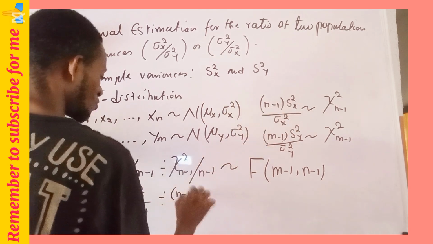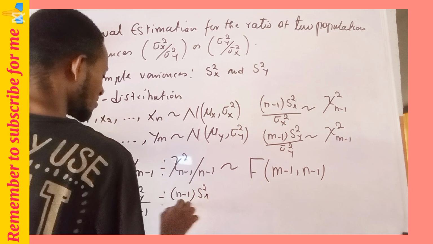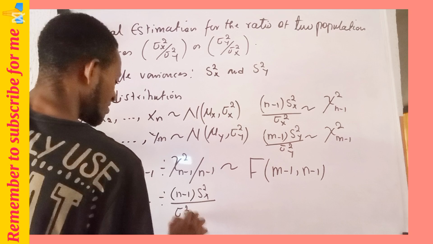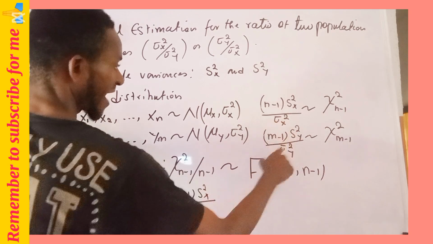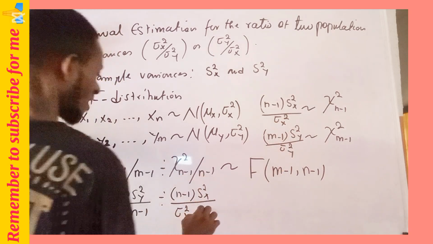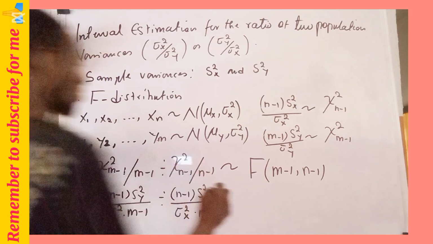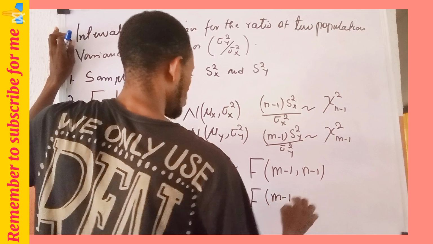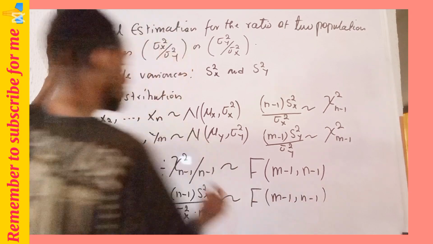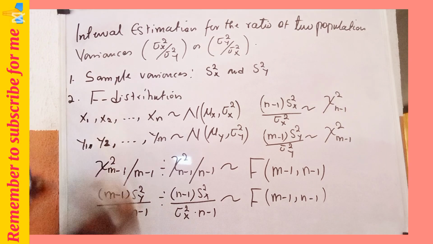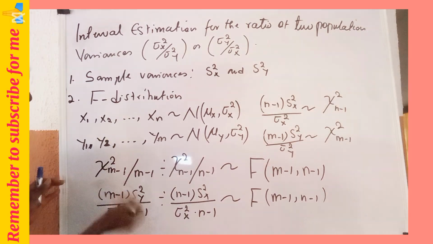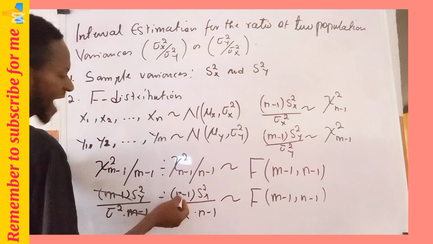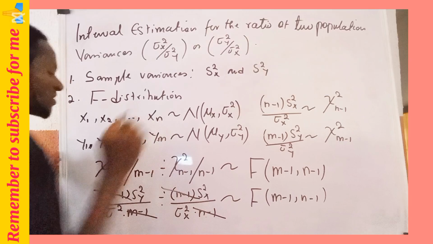So I have n minus 1 times S squared of x, all over sigma squared of x, and I'm still having my n minus 1 here. I am told that this thing follows a chi-square distribution with m minus 1, n minus 1 degrees of freedom. Of course, I have m minus 1 and m minus 1 here, and then they can go. This will cancel this. I have n minus 1 here and n minus 1 here, so this will cancel this.